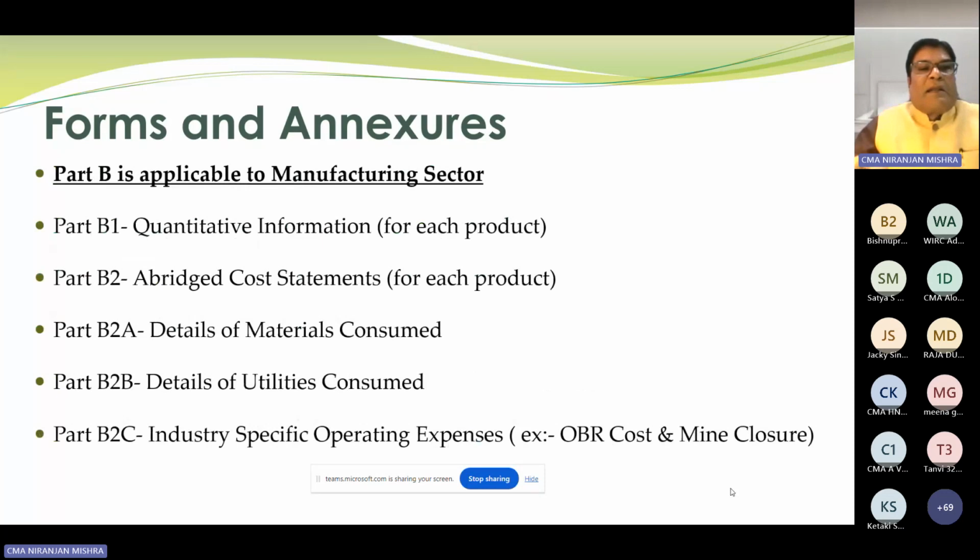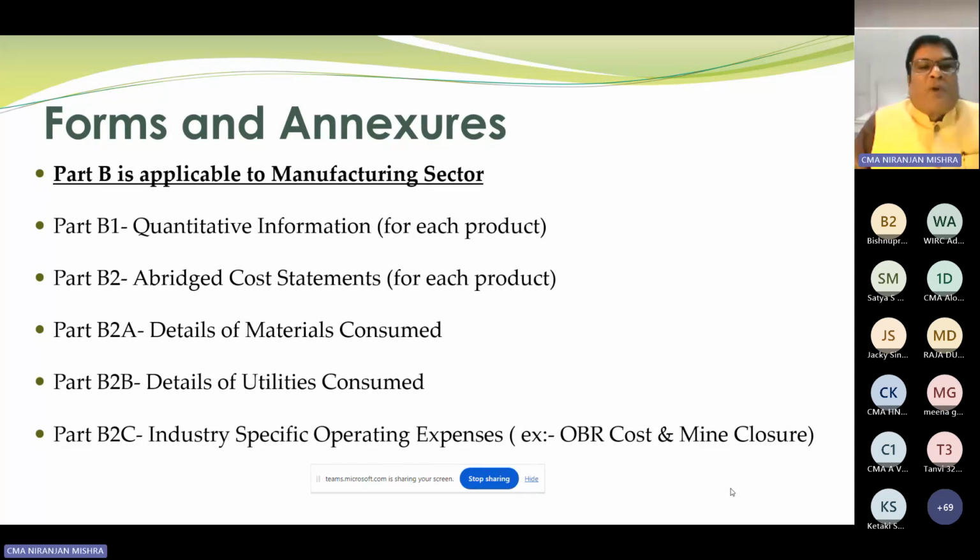And here another thing is coming, why I am highlighting Part B. Part B is applicable to the mining sector because, though that is not a manufacturing sector, it is similar to manufacturing. So Part B is applicable.